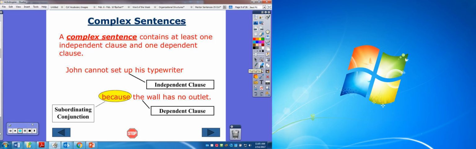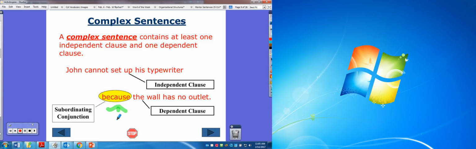Our independent clause is John cannot set up his typewriter. Our dependent clause is because the wall has no outlet. We have circled the word because. This is our subordinating conjunction, and it is making this entire clause dependent.